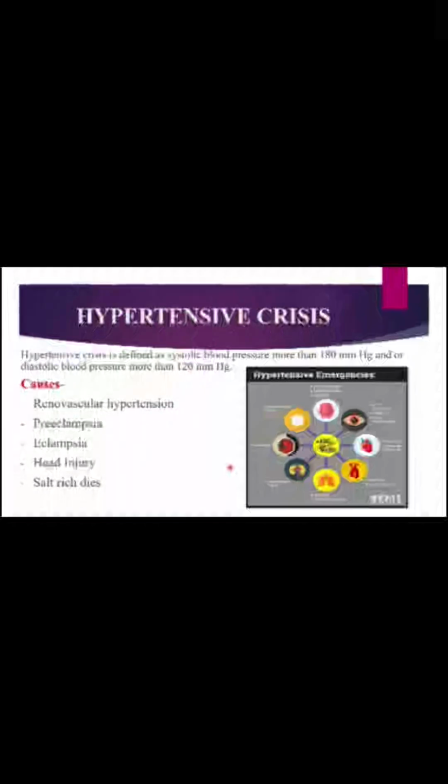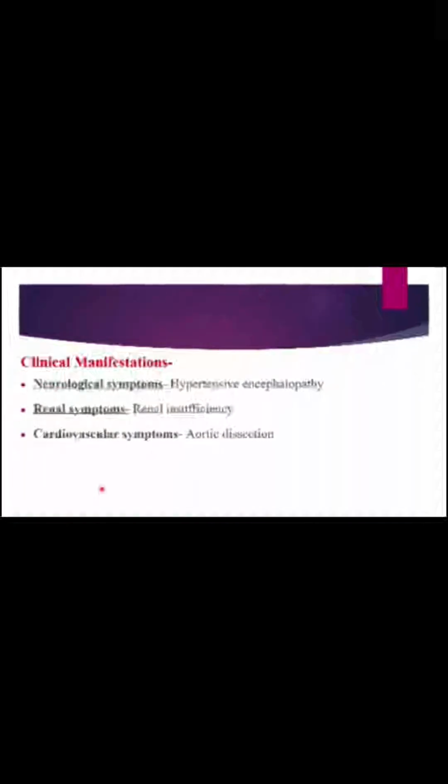Then hypertensive crisis. Previously we already discussed it in the types of hypertension. It is defined as systolic blood pressure more than 180 mm of Hg, or diastolic blood pressure more than 120 mm of Hg. Within the hypertensive crisis, it is categorized as hypertensive urgency if the blood pressure is high without damage of organs, and hypertensive emergency if the blood pressure is high with damage of organs.